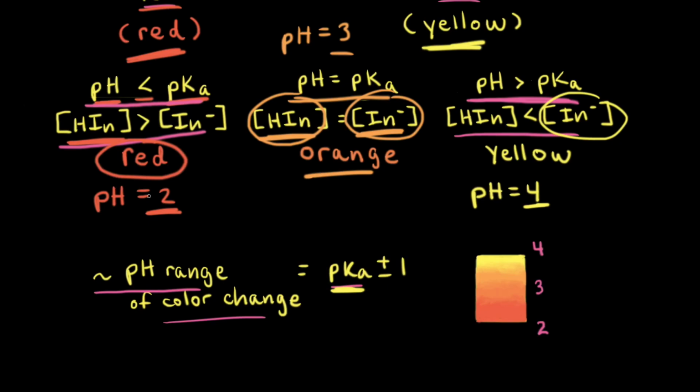And we already know our solution with the acid-base indicator in it at a pH of 2 is red, and at a pH of 3 the solution is orange, and at a pH of 4 the solution is yellow.